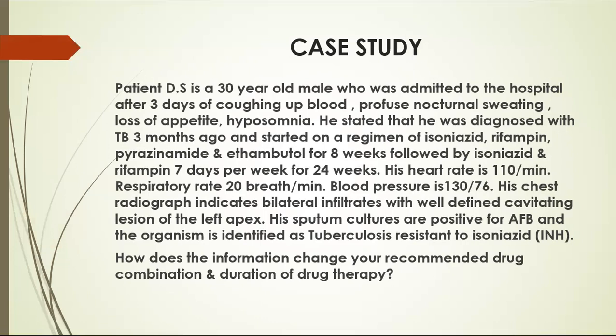His heart rate is 110 per minute. Respiratory rate is 20 breaths per minute. Blood pressure is 130 by 76. His chest radiograph indicates bilateral infiltrates with well-defined cavitating lesion of the left apex. His sputum cultures are positive for AFB, with the organism identified as tuberculosis resistant to isoniazid. How does this information change your recommended drug combination and duration of drug therapy?